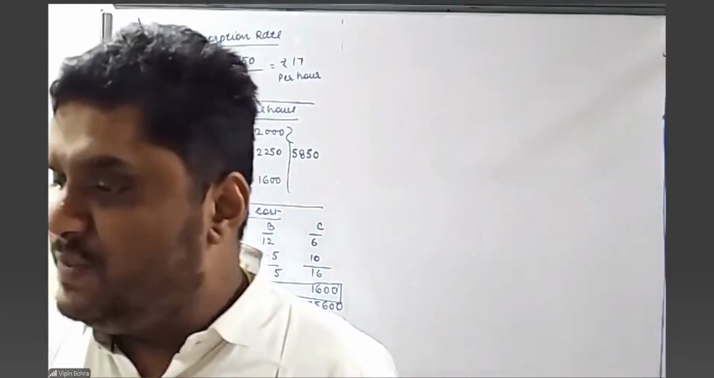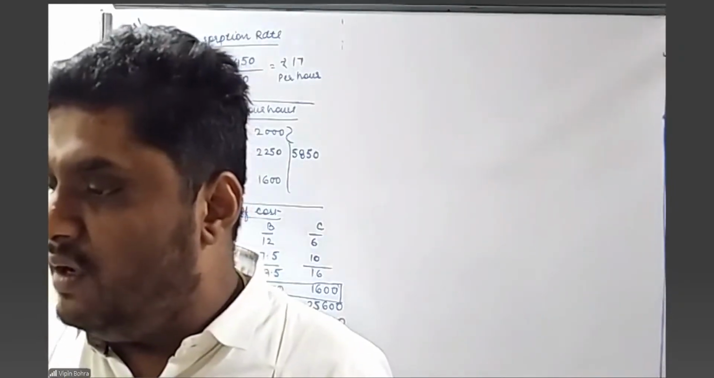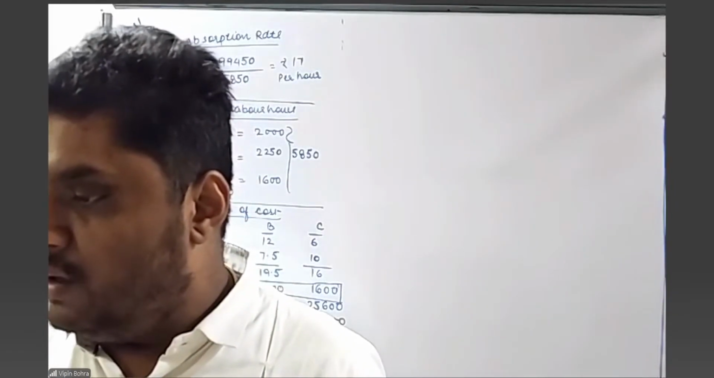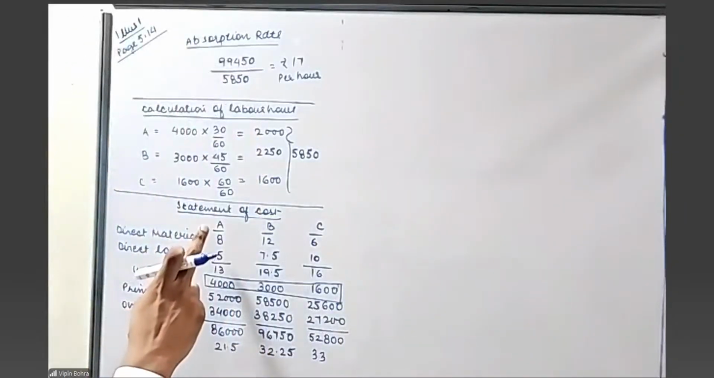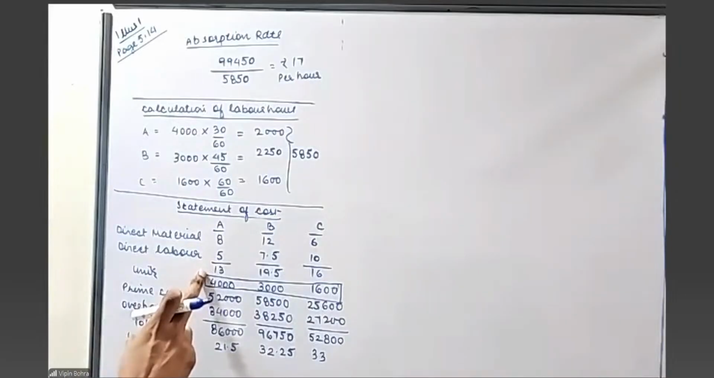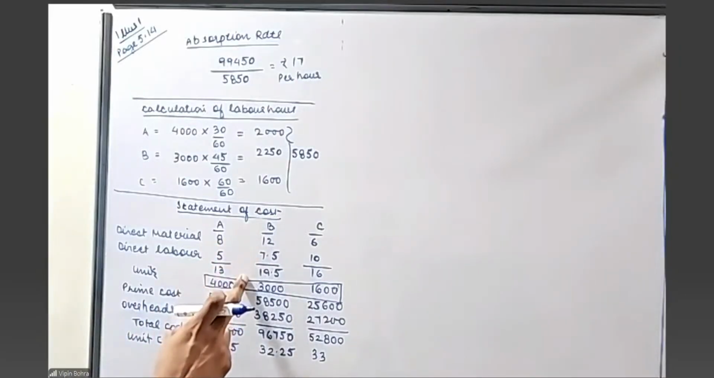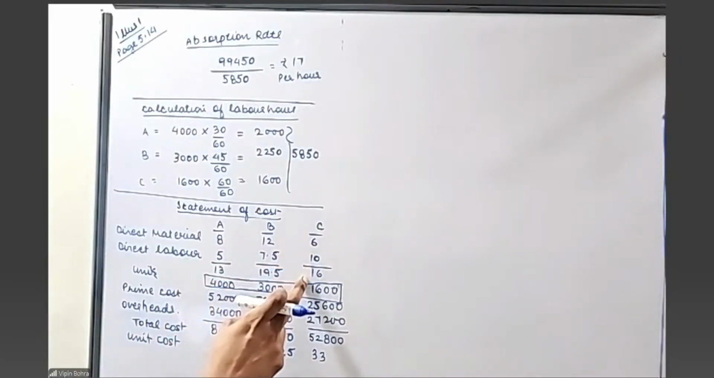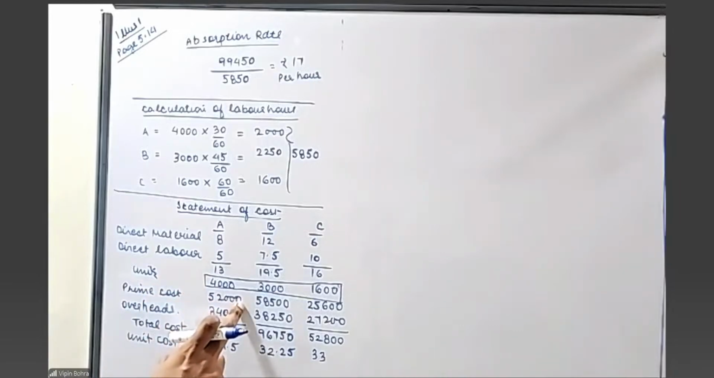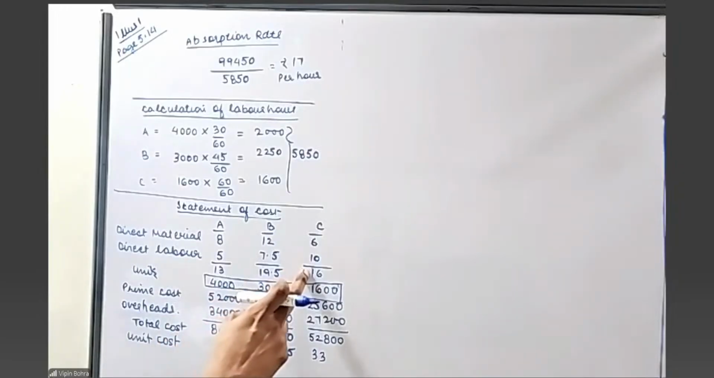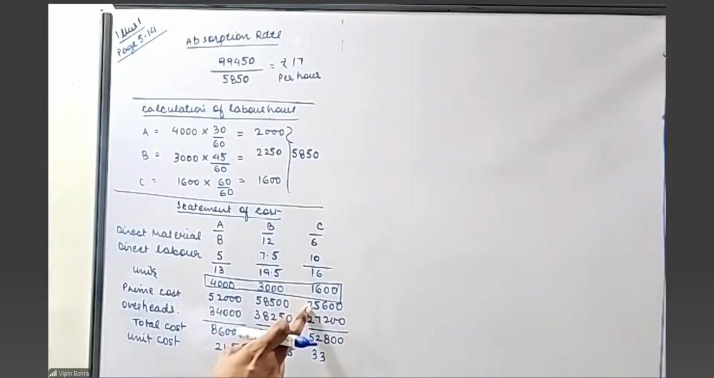Yes, since the direct expenses are not given, I have assumed that there are no direct costs. See, 8 plus 5, it is 13. 12 plus 7.5, it is 19.5. 6 plus 10, it is 16. So 13 into 4,000, 52,000. 19.5 into 3,000, 58,500. 16 into 1,600, 25,600. This is how we got the prime cost.